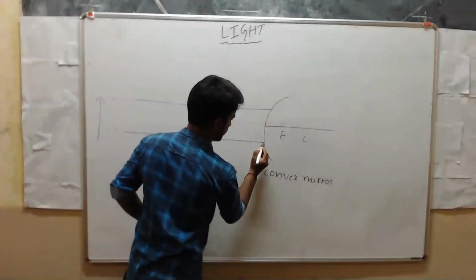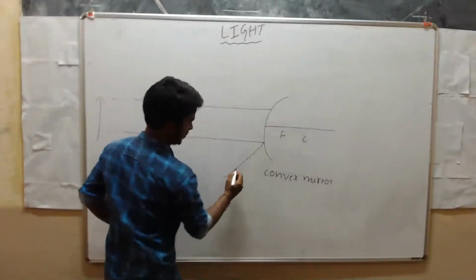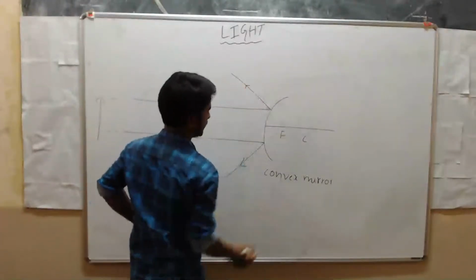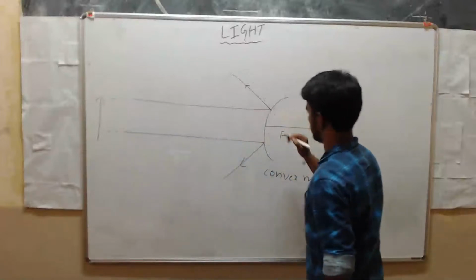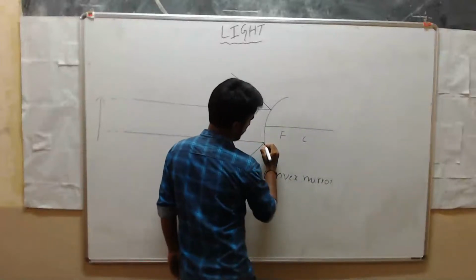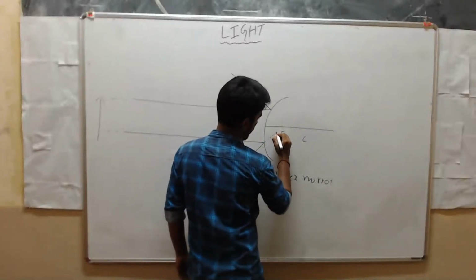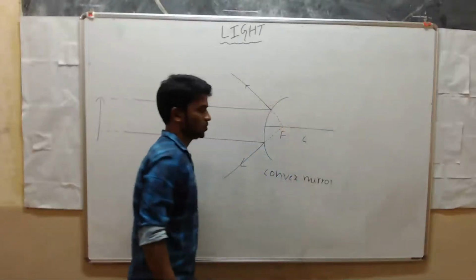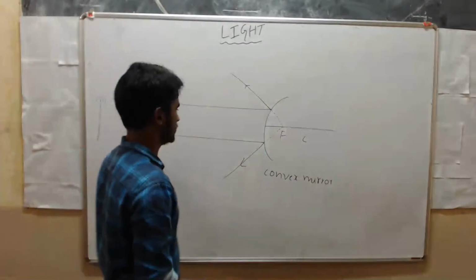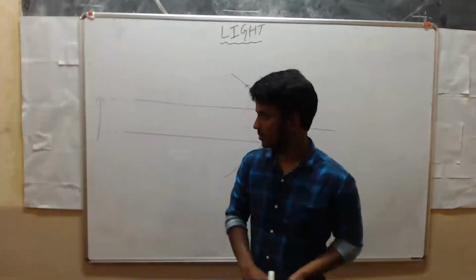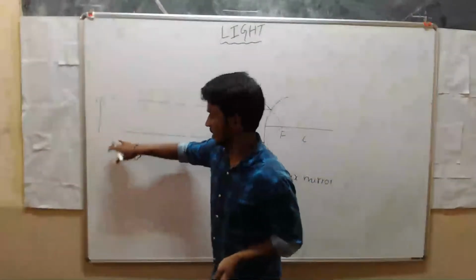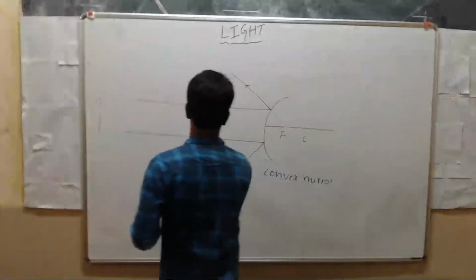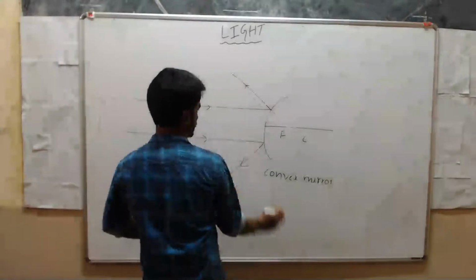After reflection, the rays diverge like this. If we extend these two lines, both virtually meet at F. So here the position of the object is at infinity, then the position of the image is at the principal focus.